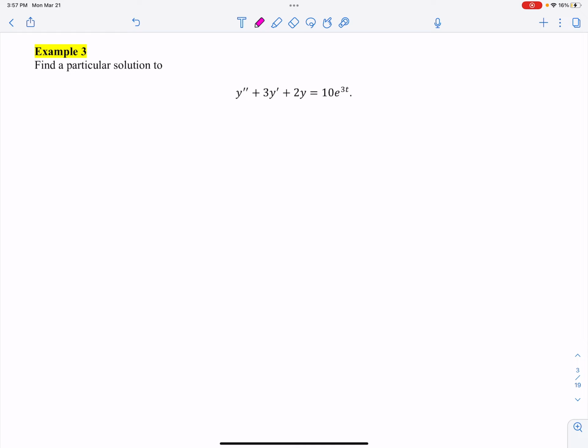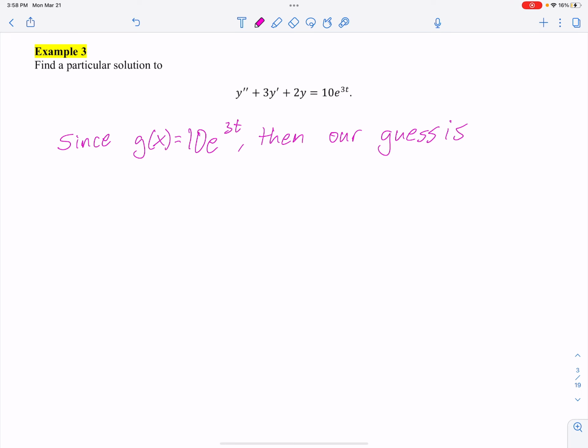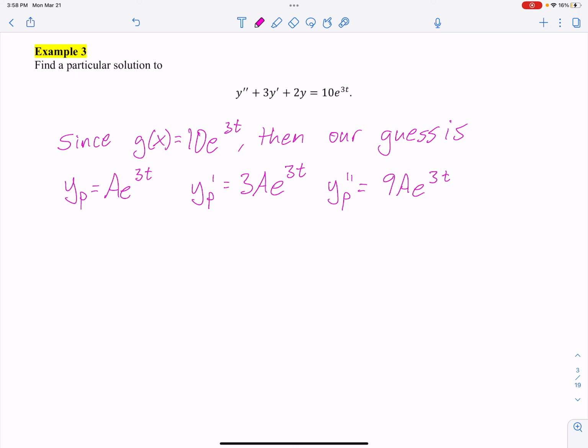So my guess, I'll write this out for notes: since g of x equals 10 e to the 3t, then our guess is y sub p equals a e to the 3t, which tells me my derivative is 3a e to the 3t. And then y_p double prime is 9a e to the 3t. So there are our guesses.